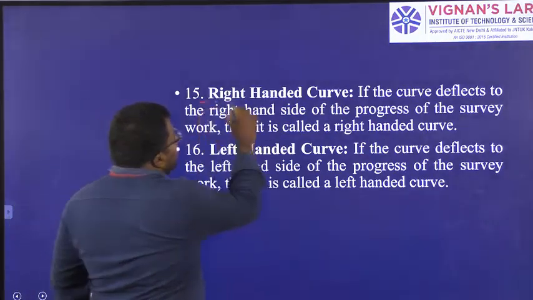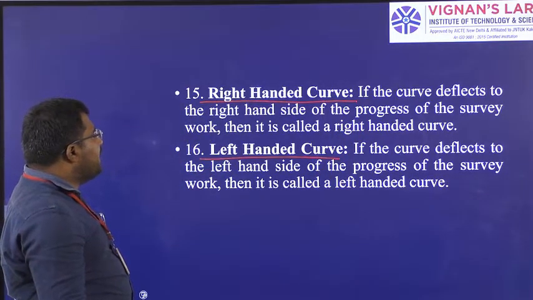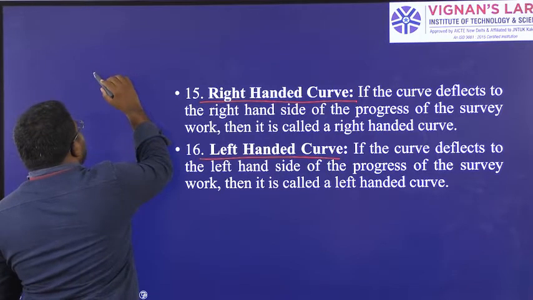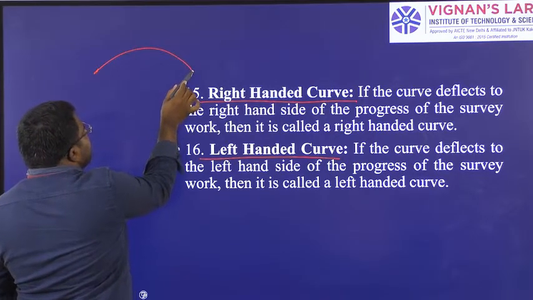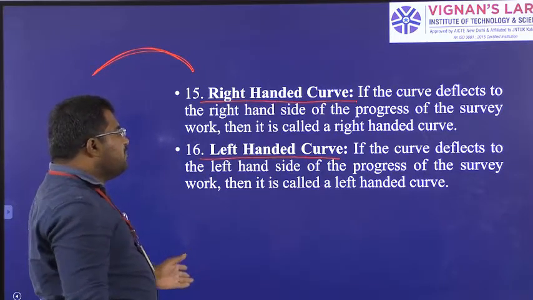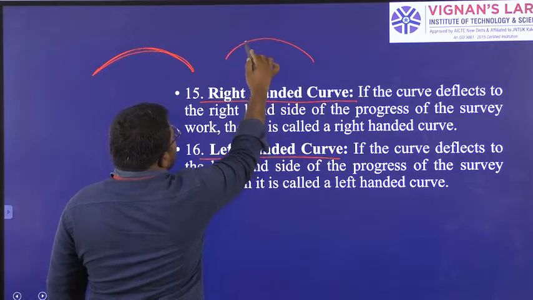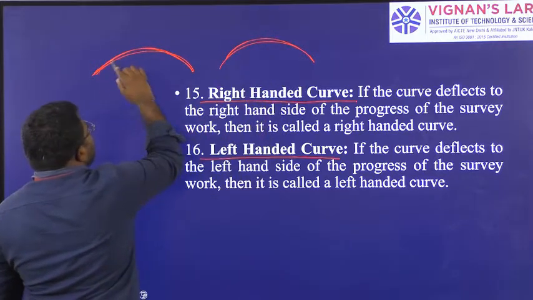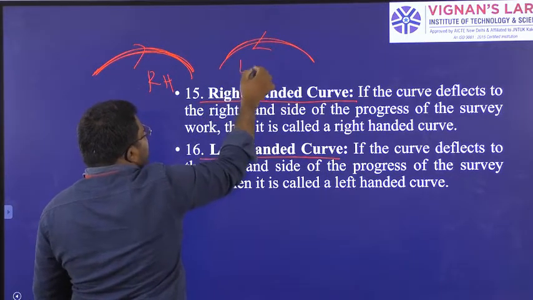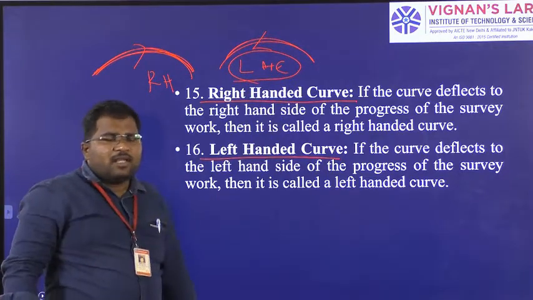Next, we have the right-handed curve and the left-handed curve, right? If the curve is deflected to the right-hand side of the progress of the survey, then it is called a right-handed curve. So if you are starting from left to right and drawing like this, this is the right-handed curve. If the curve is deflected to the left side of the progress of the survey work, it is called a left-handed curve. Okay, so these are the elements of curves.